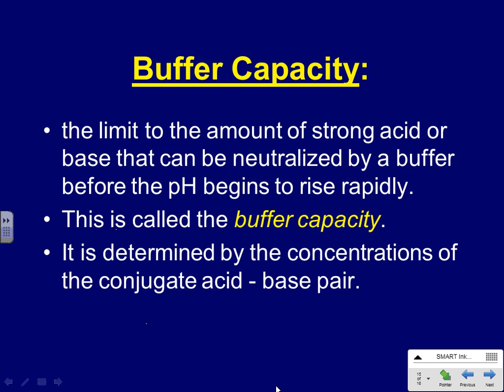That buffer capacity is determined by the concentrations of the conjugate acid-base pair. So in the last example, that particular buffer could only handle 0.33 moles per liter of acid or base. And once that was done, we would get a great swing in the pH. It would then be beyond its ability to buffer.